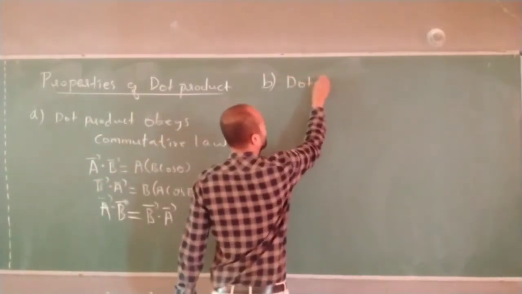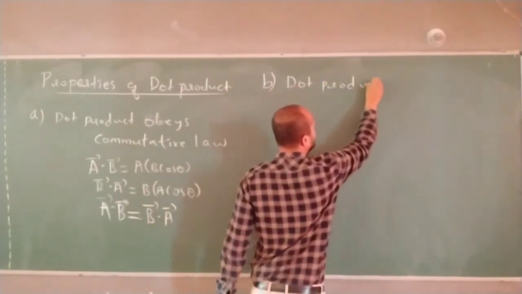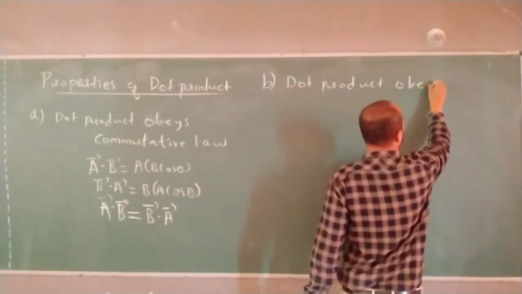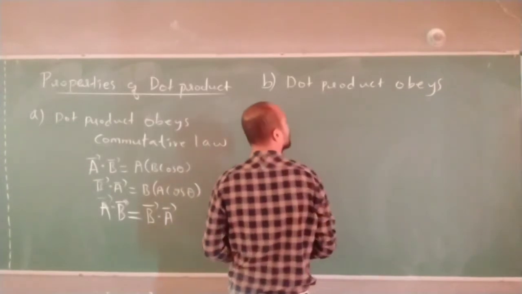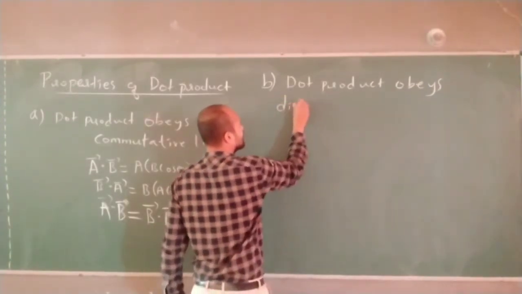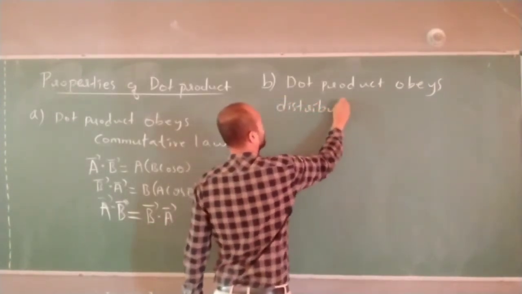Second one, dot product obeys distributive law. What is that? Distributive law.